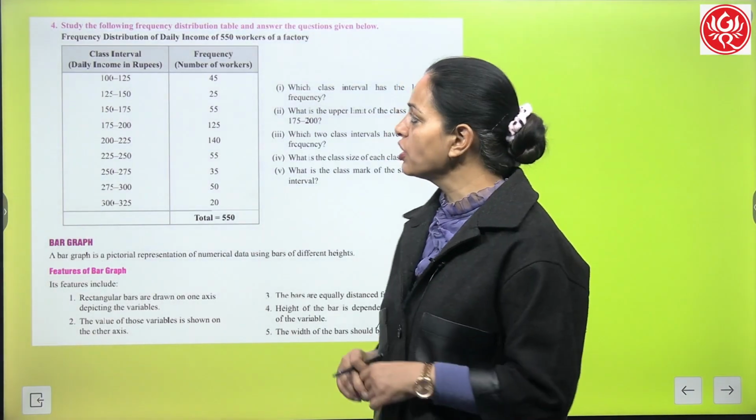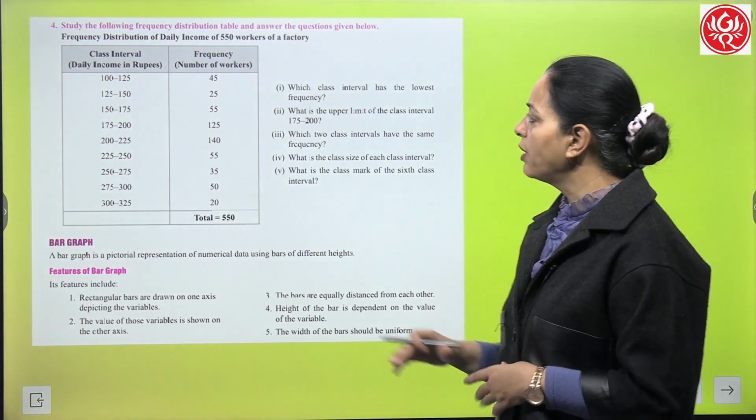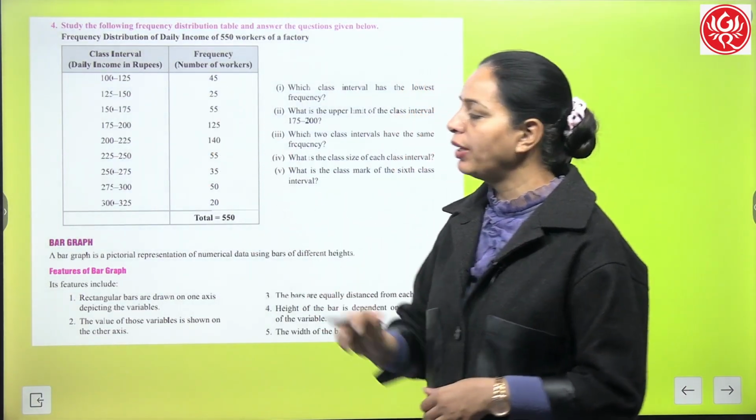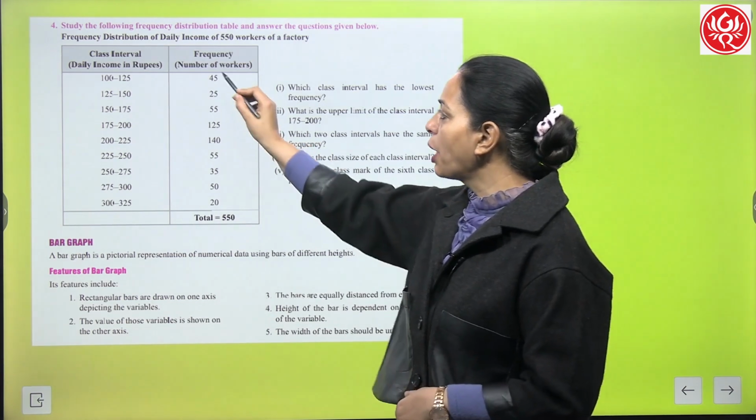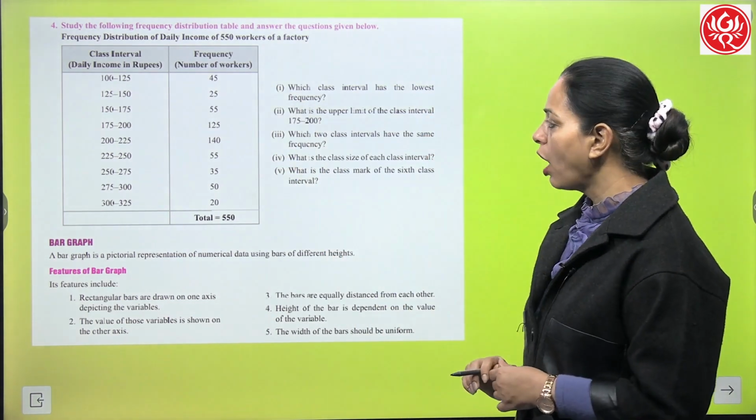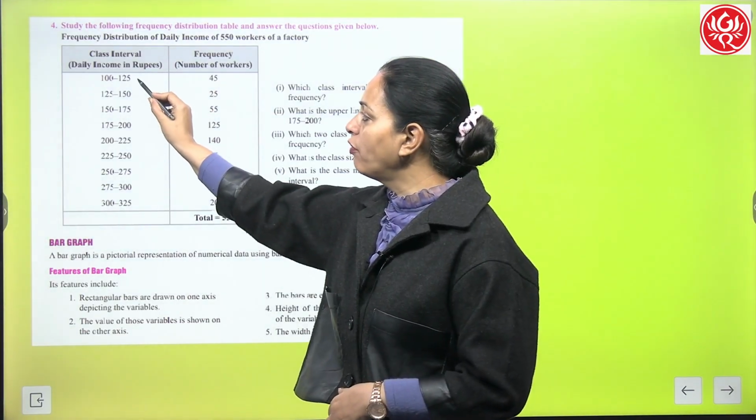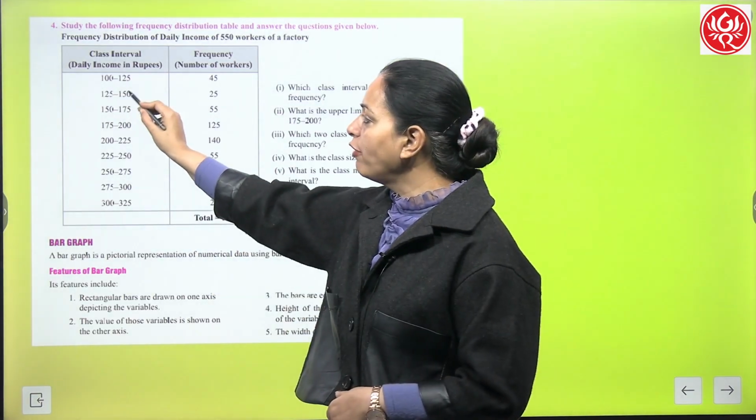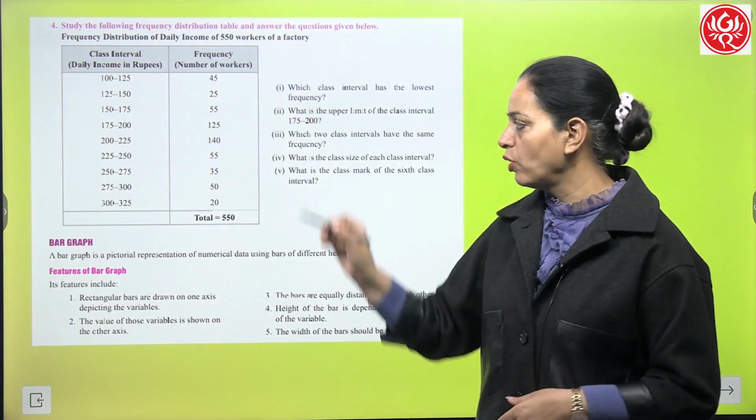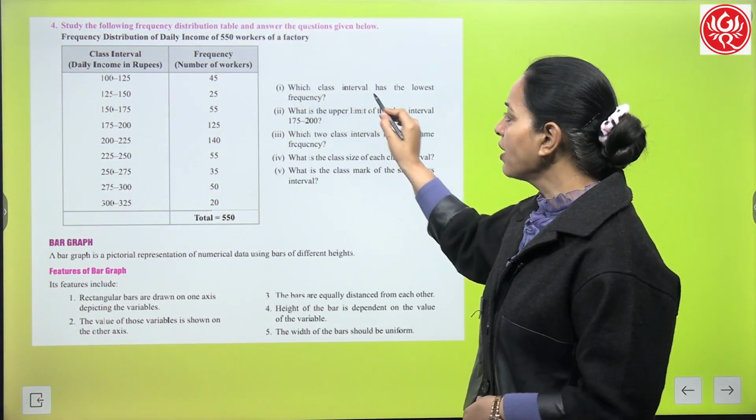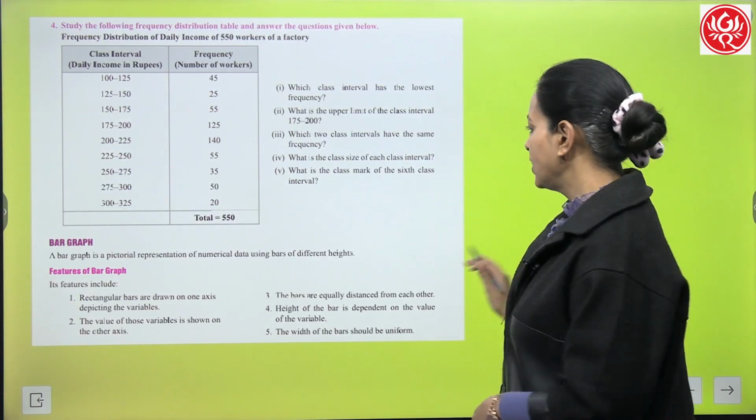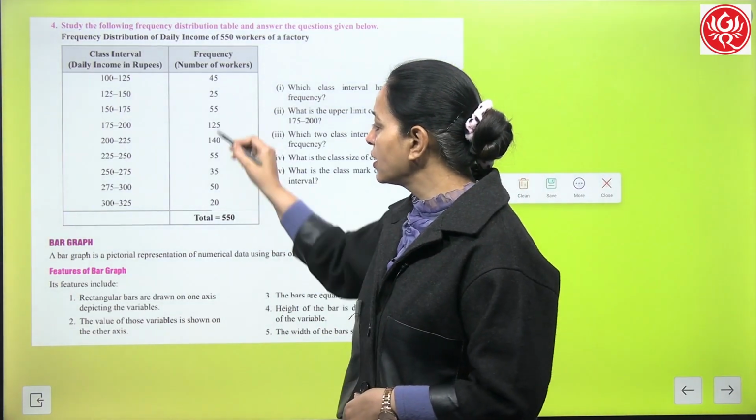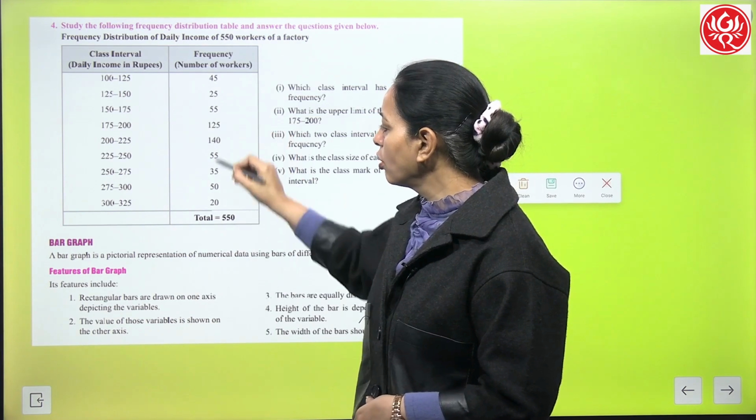Now come to fourth question. Study this frequency distribution table and answer the questions given below. So here class interval, daily income in rupees, and here frequency, number of workers. So now here 100 to 125, daily income in rupees, how many workers? 45. Then 125 to 150, 25. So like this. Now question number 1, which class interval has the lowest frequency? So see the frequency, which is the minimum number, which is the lowest number, that is 20.